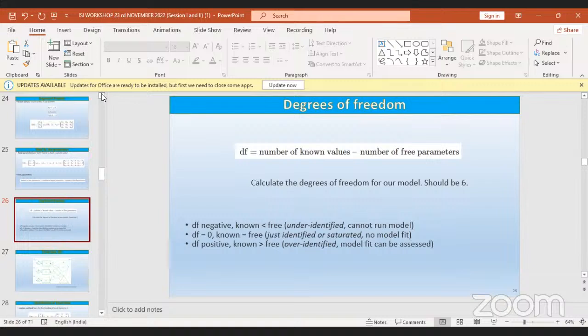If degrees of freedom is 0, then known parameters are equal to free parameters. That is, just identified or saturated model. So there also you will not get any kind of model fit. Now, degrees of freedom will be positive if known parameters are more than free parameters. That is over identified model, and there only you can assess the model fit.